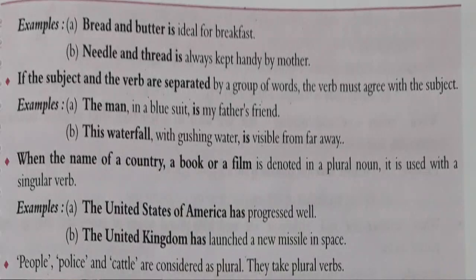The next one. If the subject and the verb are separated by a group of words, the verb must agree with the subject, as you see in these example sentences. The man, comma, in a blue suit, comma, is my father's friend. Here you will observe that the words the man have been separated with a comma followed by the words in a blue suit, and again you have a comma followed by the predicate part, is my father's friend.